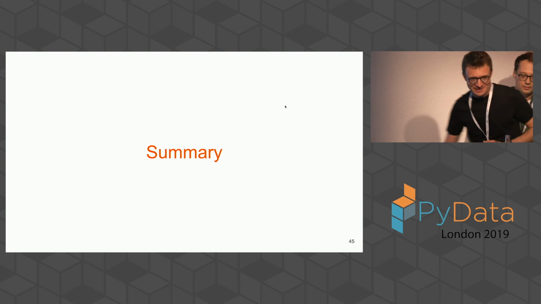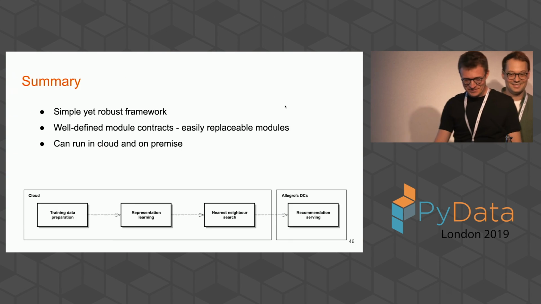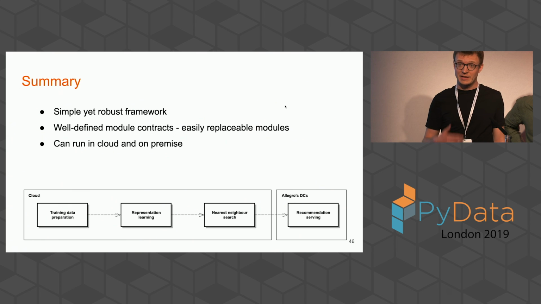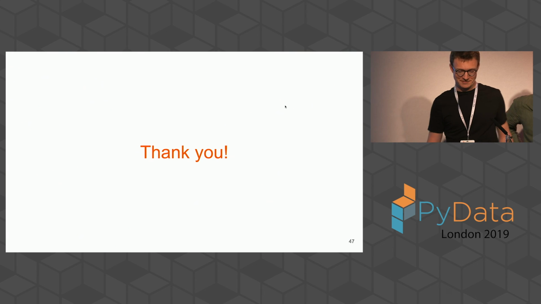Okay, so just one last slide, just the key takeaways. We described a relatively simple yet production-ready and large-scale e-commerce recommender system. The system is based on this framework with clearly defined modules, and it can run either in public cloud or on-premise, and we use it for both collaborative filtering and content-based recommendations. And yeah, maybe that's all. So thank you very much, and if you have any questions, feel free to ask.